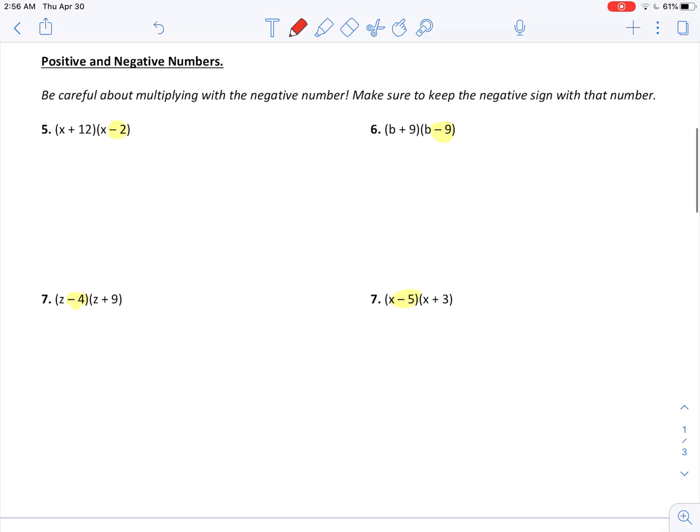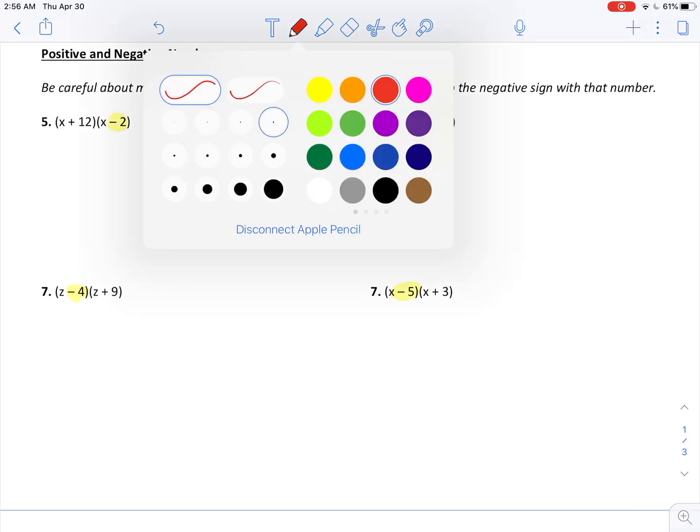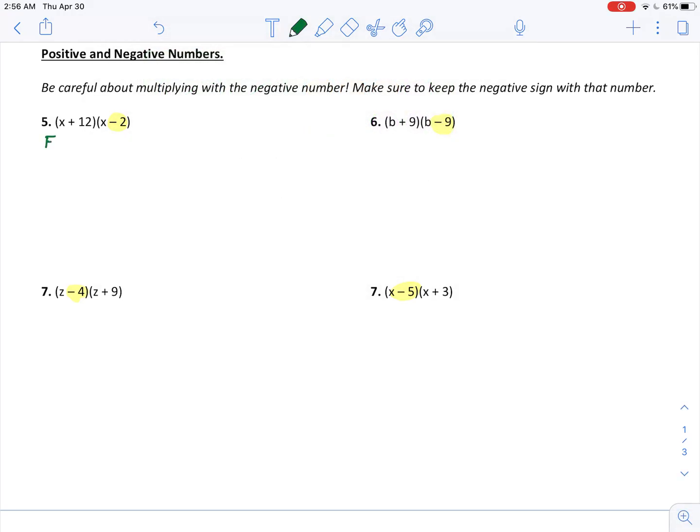Now let's look at when I have negative numbers. And here I gave you a little warning. You got to be careful about multiplying positive times a negative. So a positive times a negative is a negative. And we're going to use our same FOIL method here. So that's not going to change.